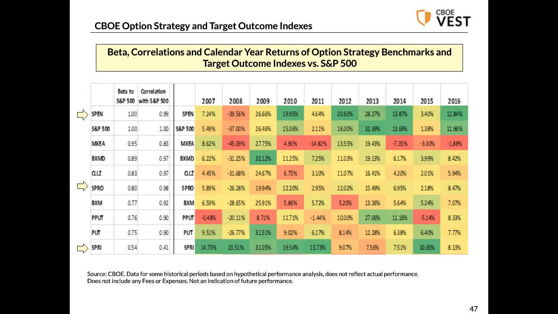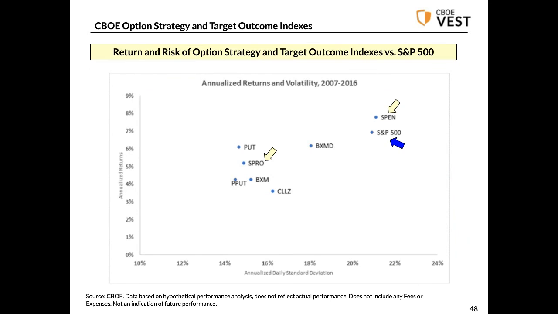It's always easier to see what's going on by looking at a return risk chart. This is annualized returns and volatility for the 10 years ending 2016, as we looked at before. You can see here that compared to the S&P 500, as we said, the selling of options or buying protection strategies reduces risk, with the only exception being the SPEN enhanced growth strategy, where you're looking to amplify moderate returns.